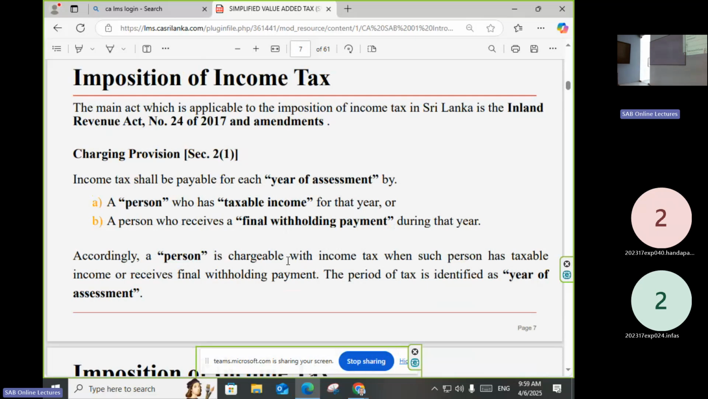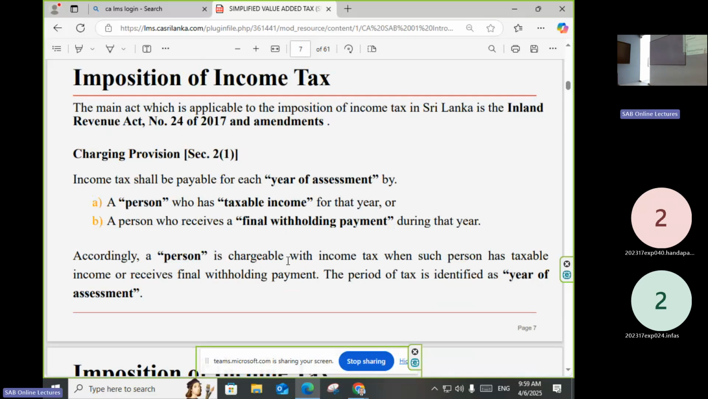We are not preparing income tax for 3 months. We are not preparing income tax for 18 months. We are not preparing income tax for 6 months. It is always for a year of assessment. We don't yet know what the year of assessment is, but income tax is worked out for the year of assessment, remember.